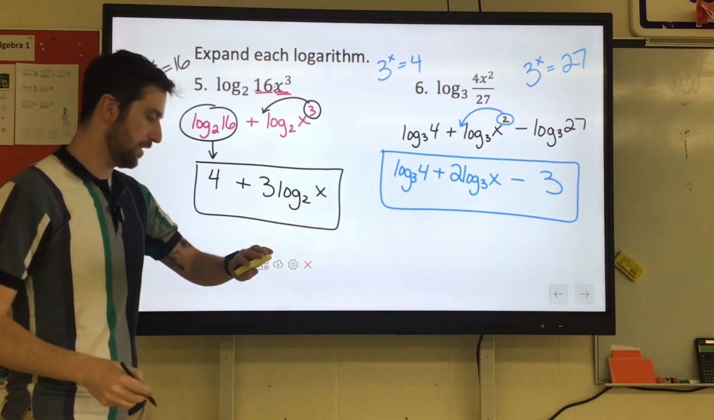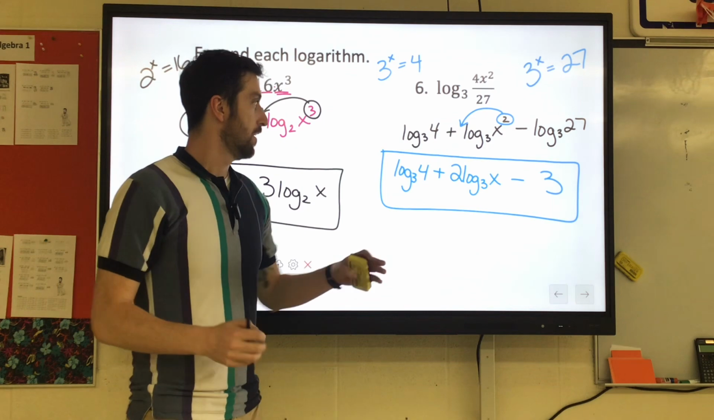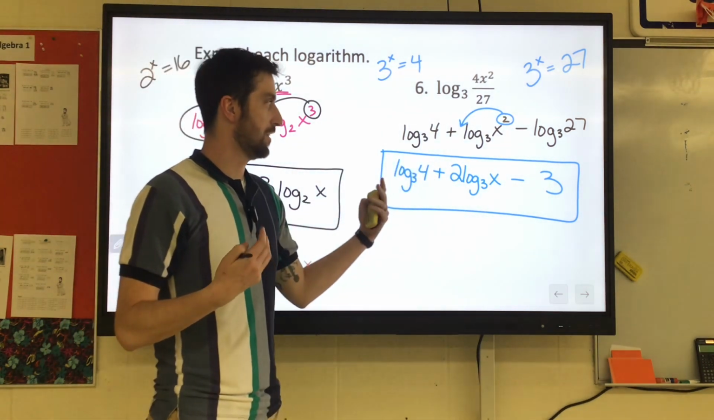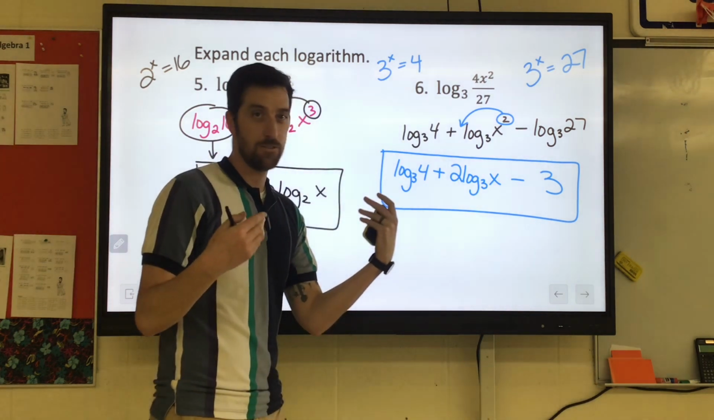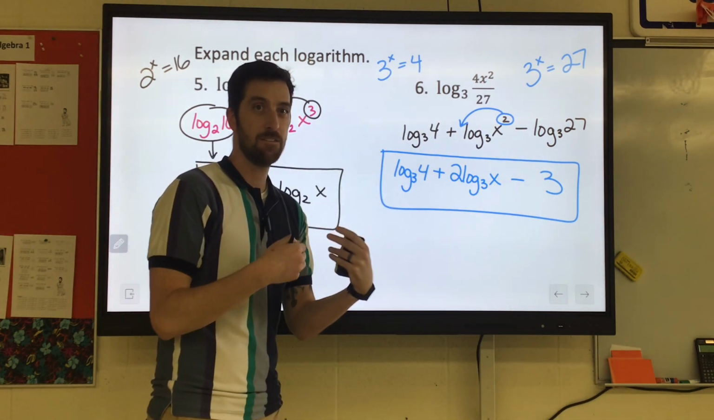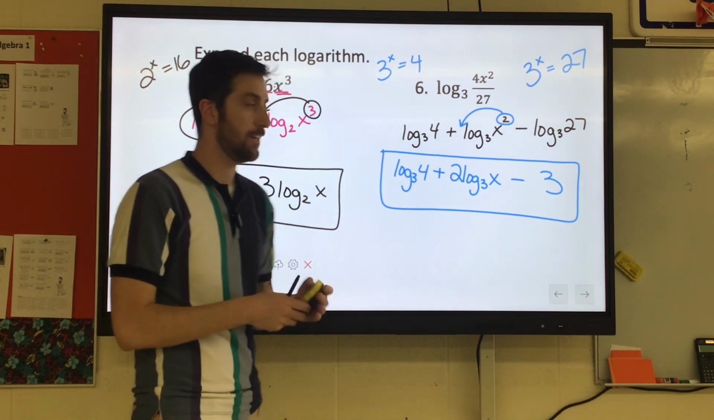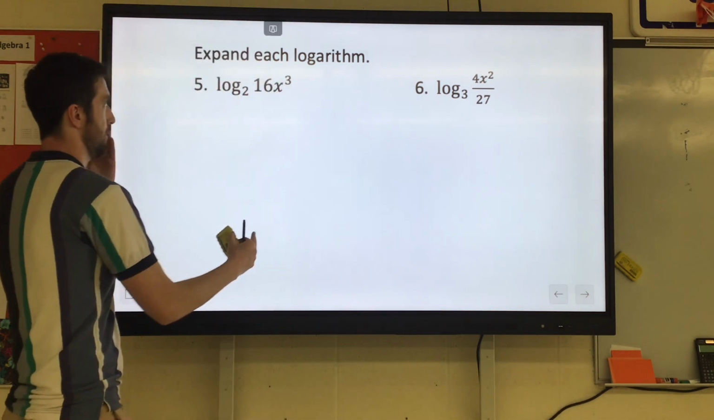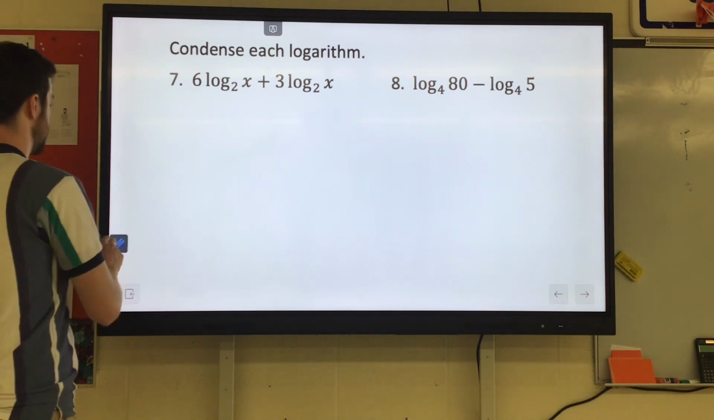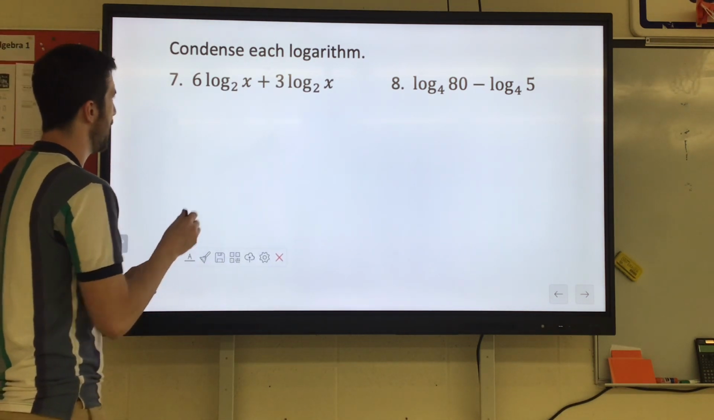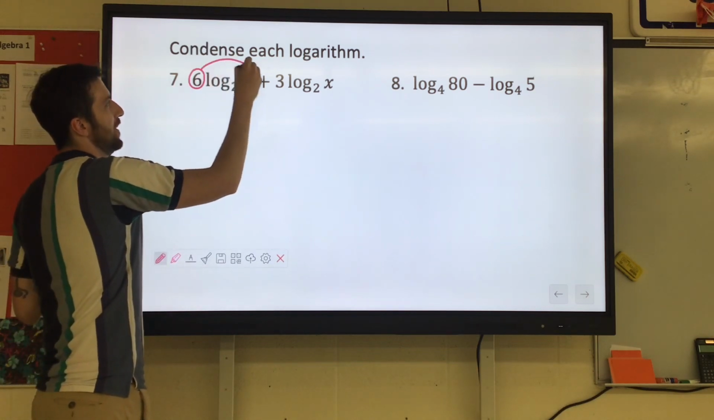So that's expanding. Condensing is the opposite of that. You're going to see it stretched out like this, and you're going to mash it down. So when you see addition and you're bringing it together, you're going to multiply. If you see subtraction and you're bringing it together, you're going to divide it. So here, we have the numbers out in front. Remember that comes back as an exponent.